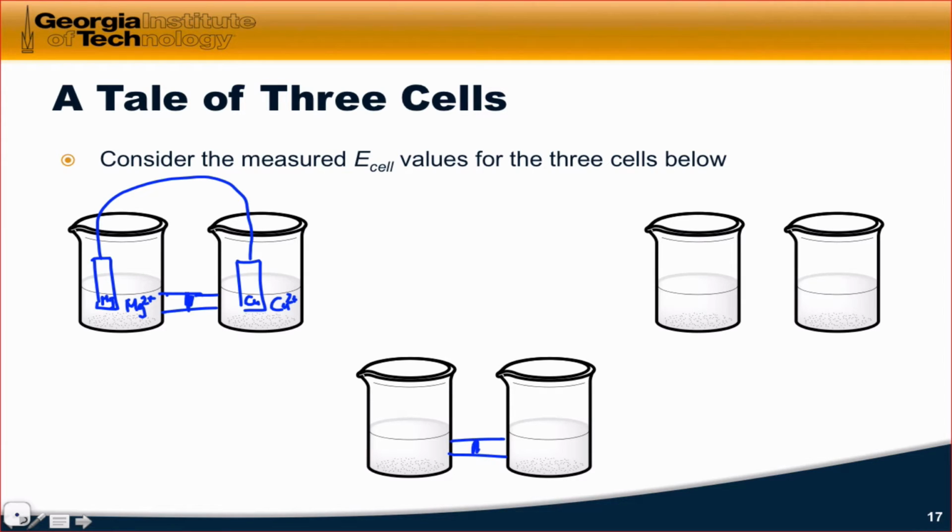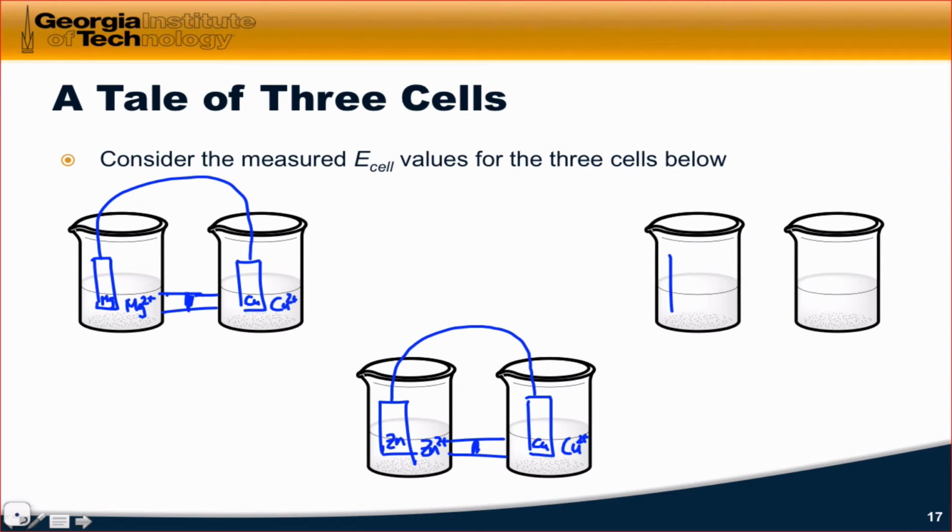Second cell I want to build uses copper again as the cathode, a piece of copper metal immersed in a copper 2+ solution, but changes up the anode to use, instead of magnesium, zinc metal immersed in a solution of zinc 2+. There's a salt bridge between these, and we connect the two with the wire so that we can measure the voltage across this cell.